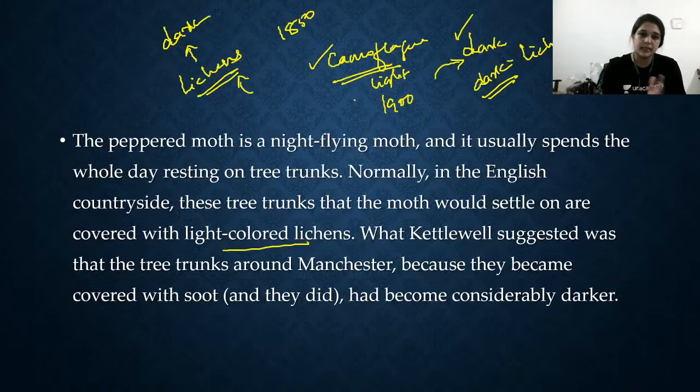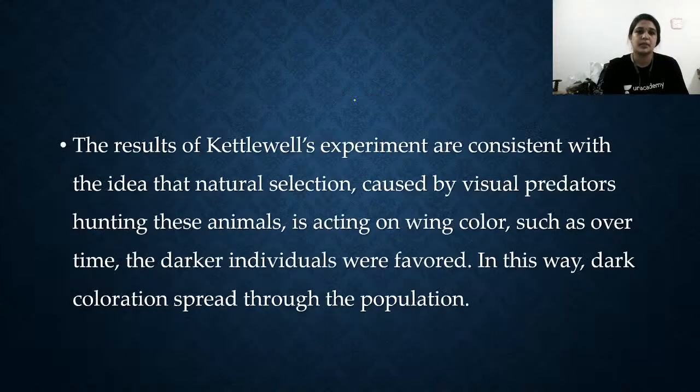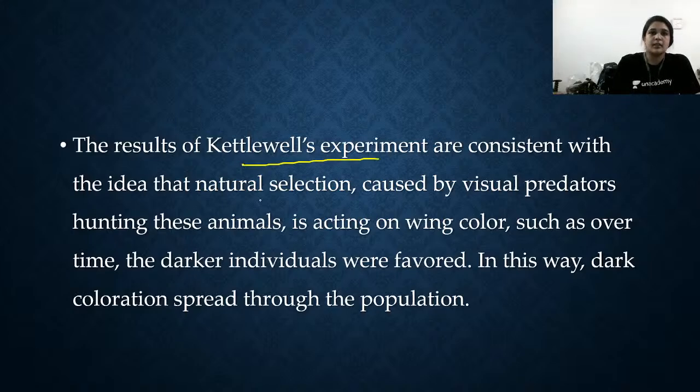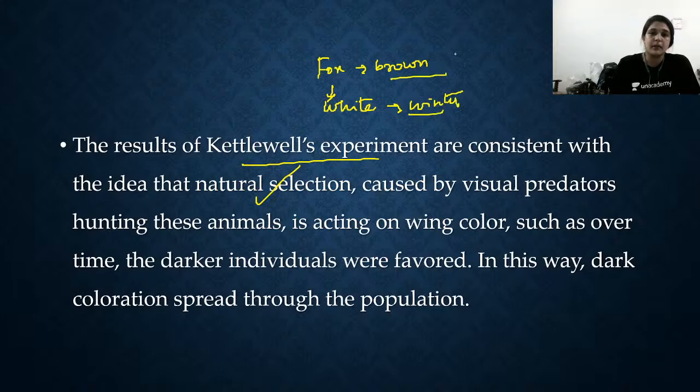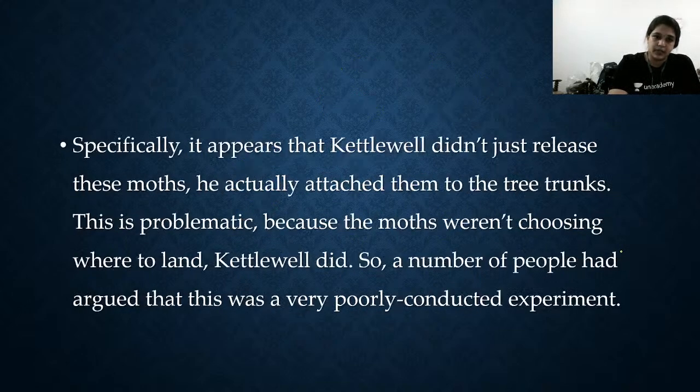And along with that, other things also supported Darwin, which is nothing but fossils. This moth experiment we call Kettlewell's experiment. It was consistent with the idea of natural selection caused by visual predators hunting these animals. That is why many organisms are camouflaged based on their outer surface. Some organisms even change color with the seasons. Some foxes are brown in color during summer and spring, and change to white during winter. This is all a survival of the fittest concept. In this way, the dark coloration spread through the population.